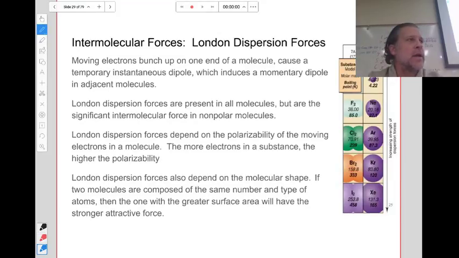Hydrogen bonding is still dipole, but it is very specific: when nitrogen, oxygen, or fluorine is bonded to hydrogen in some way, shape, or form, the attraction occurs between that nitrogen, oxygen, or fluorine and the hydrogen of something else. Does that make sense?